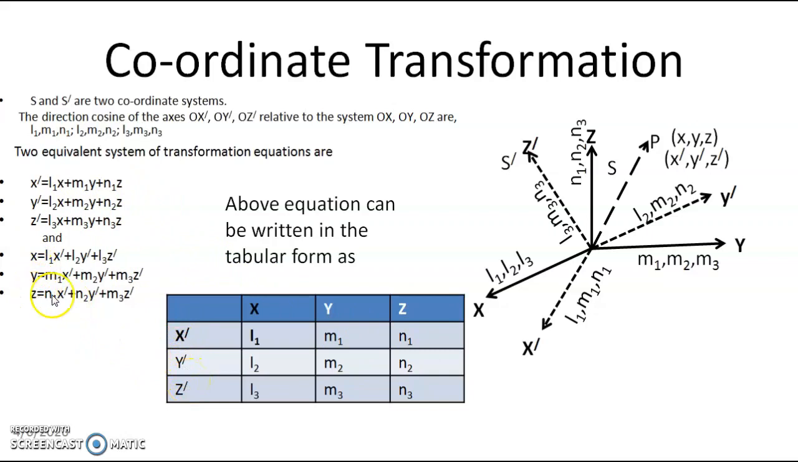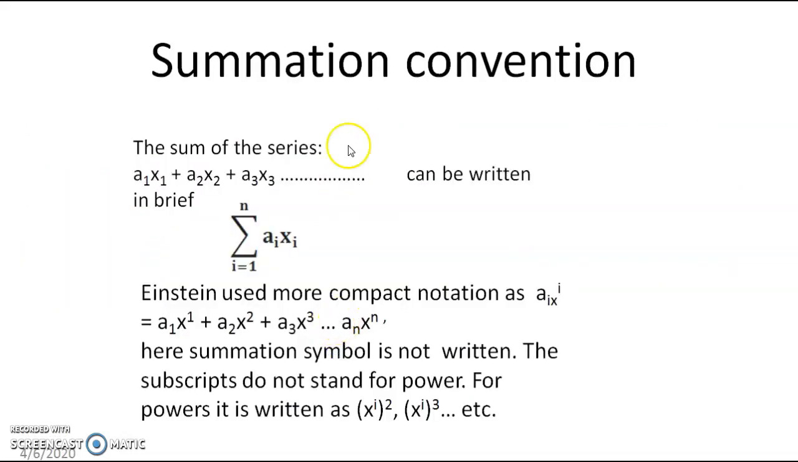And for the second set of equations, suppose you want to find x. Then x is equal to L1 x dash plus L2 y dash plus L3 z dash. Okay. So if you write this table, then you can easily find these 6 equations, x dash in terms of x and x in terms of x dash. Okay. So next, let us see some basic rules of tensors.